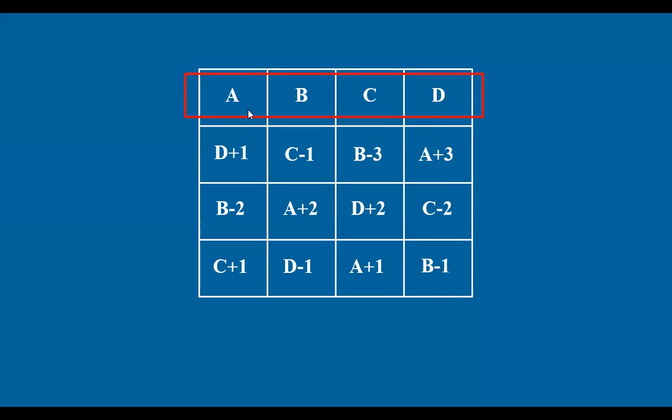We have 4 numbers. Suppose these letters represent numbers, then A plus B plus C plus D gives you some value. In the second row, we have seen plus 1, minus 3, plus 3, so the effect is nullified. A plus B plus C plus D, the value will not be changing. Similarly, in the third row, plus 2, minus 2, plus 2, minus 2, so the value is same. Plus 1, minus 1, plus 1, minus 1, the value is same. Coming to the columns, we have seen this is plus 1, minus 2.